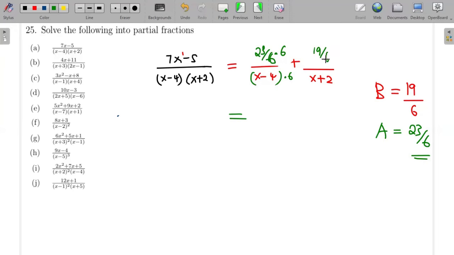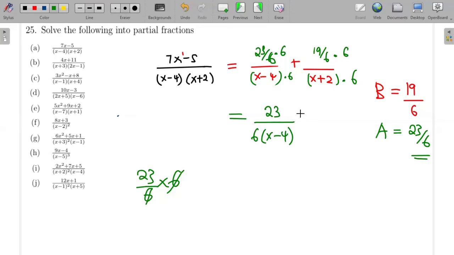Okay. And then even here, since the denominator is 6, I'll multiply the numerator by 6 and the denominator by 6. So what I get is that here, if I multiply 23 over 6 by 6, the 6 and 6 cancel. So I just have 23 divided by 6, and then x minus 4. Then plus here, I'm just remaining with the 19. And then this 6 multiplied will be 6x plus 2.